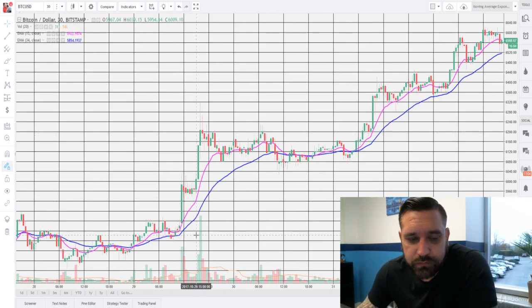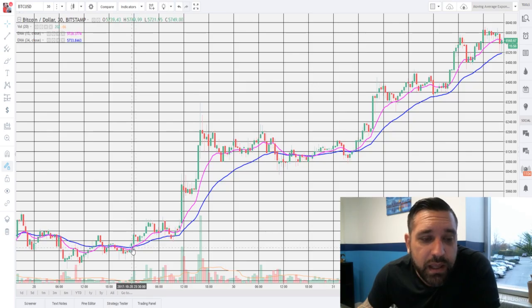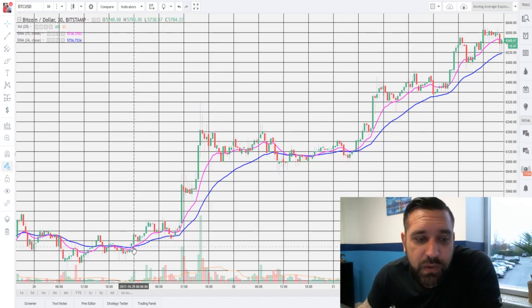So on a 30-minute chart, you can see how they crossed over. Right here is where I would buy. Or, I'm sorry, right here is where I would start to watch the coin to know when I should start selling it. All right, so when it crosses over, because I just finished buying down here.